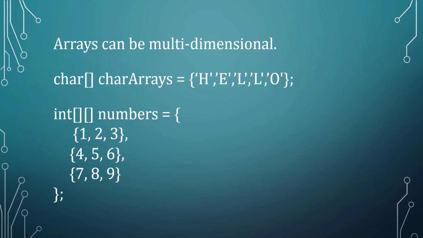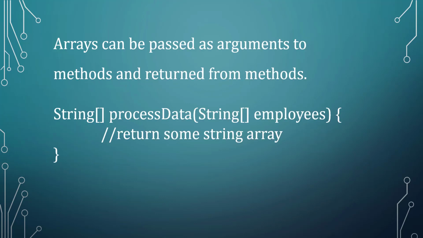Next, arrays can be multi-dimensional. It can be single dimensional or it can be multi-dimensional. The first example is a one-dimensional array, and the second one is a two-dimensional array, or you can say a multi-dimensional array. Arrays can be passed as arguments to methods and returned from methods. We can pass an array as a parameter to a method, and also a method can return an array.